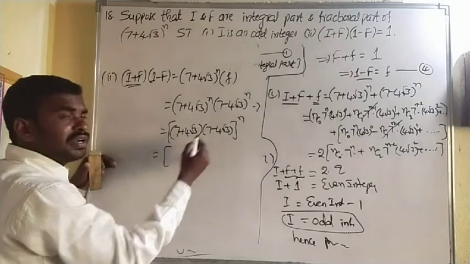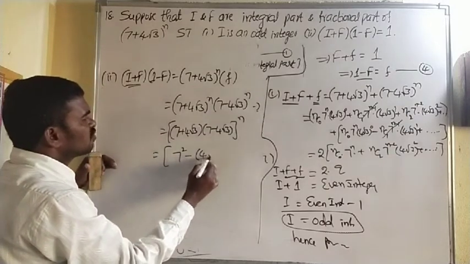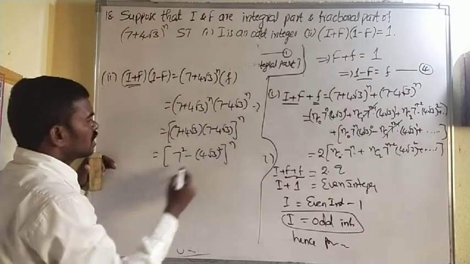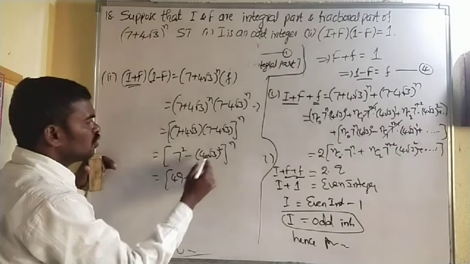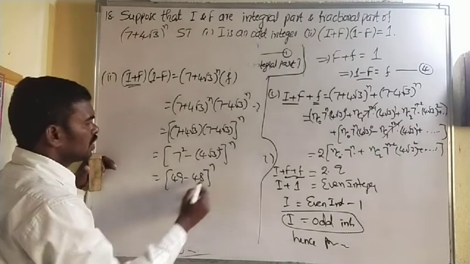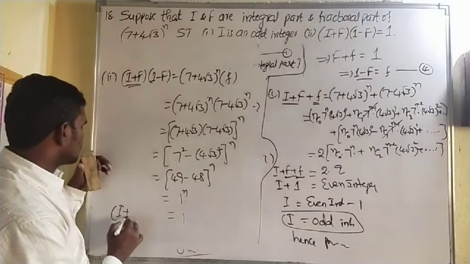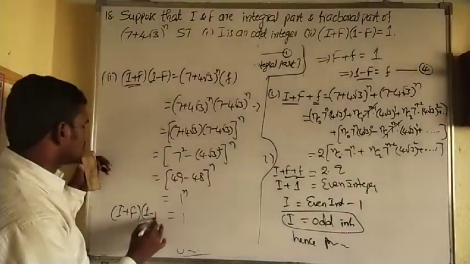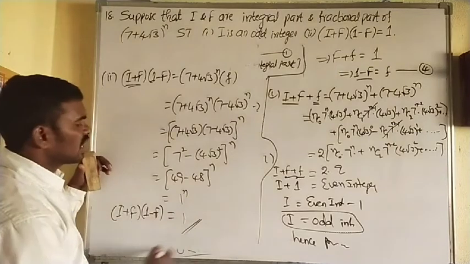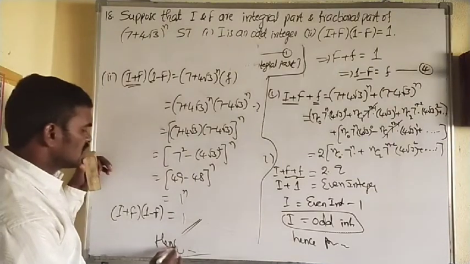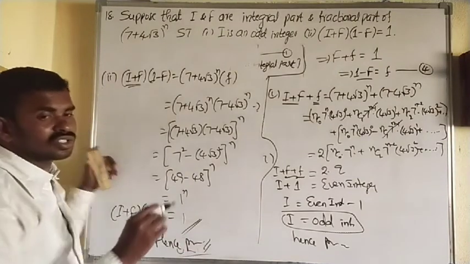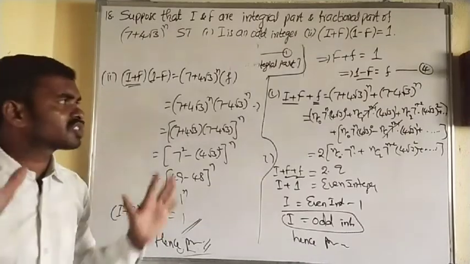So a plus b into a minus b, a square minus b square. So 7 square minus 4 root 3 whole square, whole power n. 7 square means 49, 4 root 3 whole square means 48, whole power n. So it becomes 1 power n, which is 1. So I plus capital F into 1 minus capital F is equal to 1. Got it? Hence proved. So this is the solution. These are the 7 marks questions.